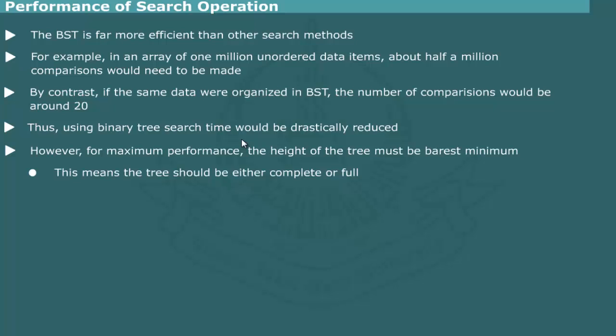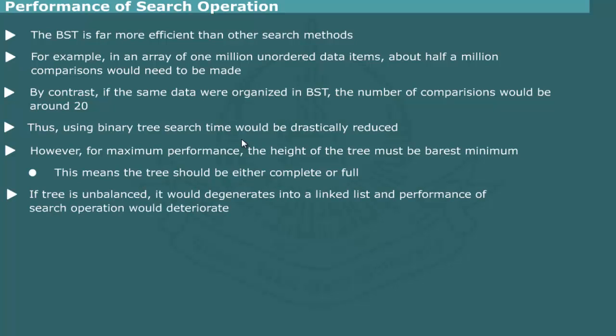If, for some reasons, the trees become unbalanced and skewed to left or right, then it would degenerate into the linked list with height equal to the number of nodes. In this case, the performance of search operation would be O(n).